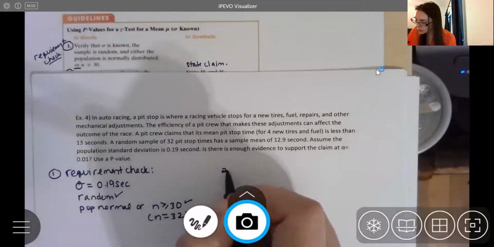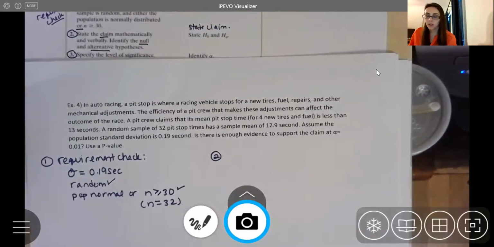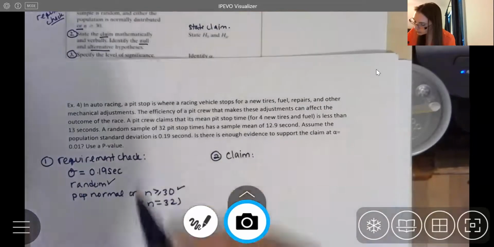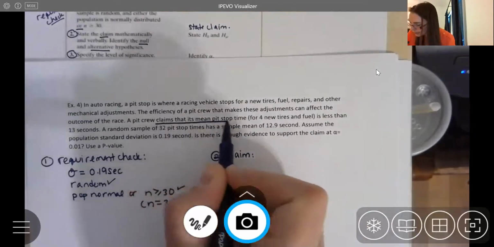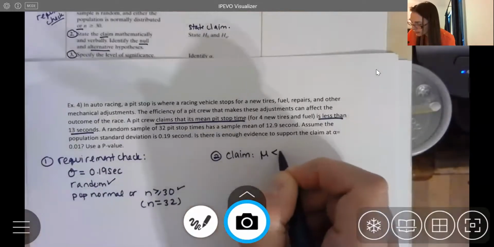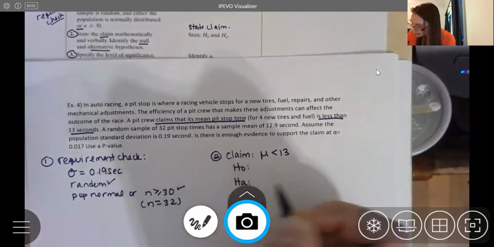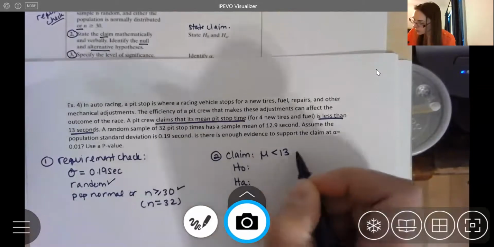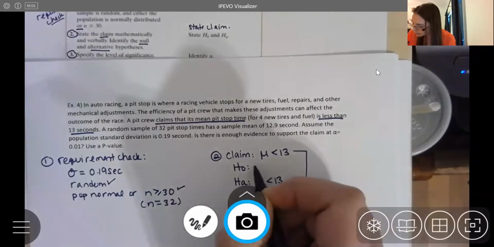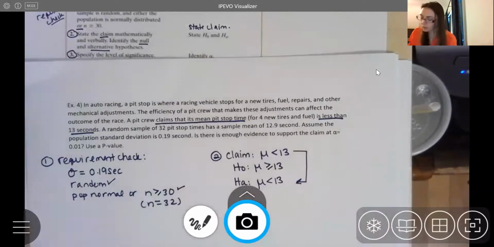Okay, the second thing I'm going to do now is state the claim and identify the null and alternative hypotheses. So my claim here, the pit crew claims that its mean pit stop time is less than 13 seconds. So the mean is less than 13. Now, this has no equal sign, so it's going to go down here to my alternative hypothesis. And then the null is the opposite, but with the equality, so greater than or equal to 13.